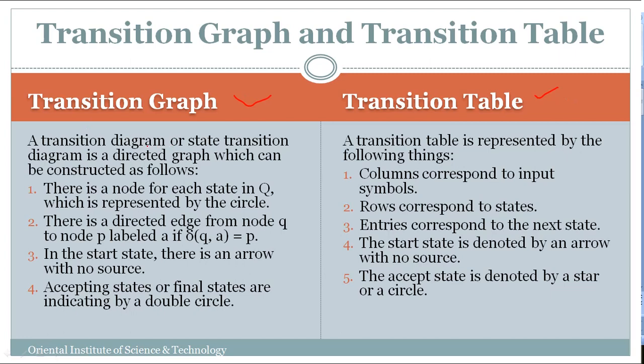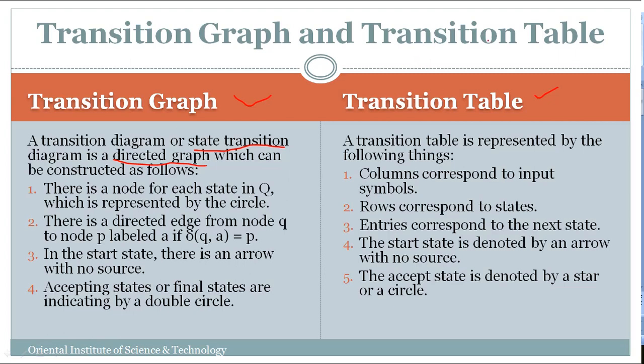The transition diagram, also called the state diagram or state transition diagram, is a directed graph. Always remember, this is a directed graph, not an undirected graph. It means every link has some specific direction of transition. How can we construct it? There are certain nodes. Every graph has nodes, and the nodes here represent the states of the finite automata.